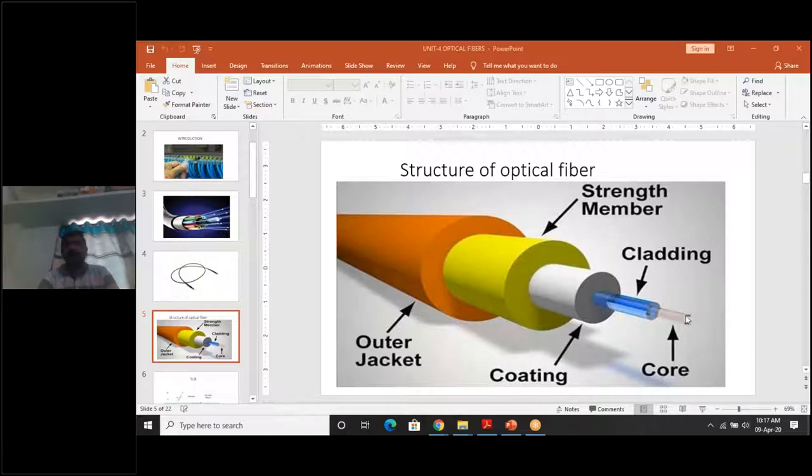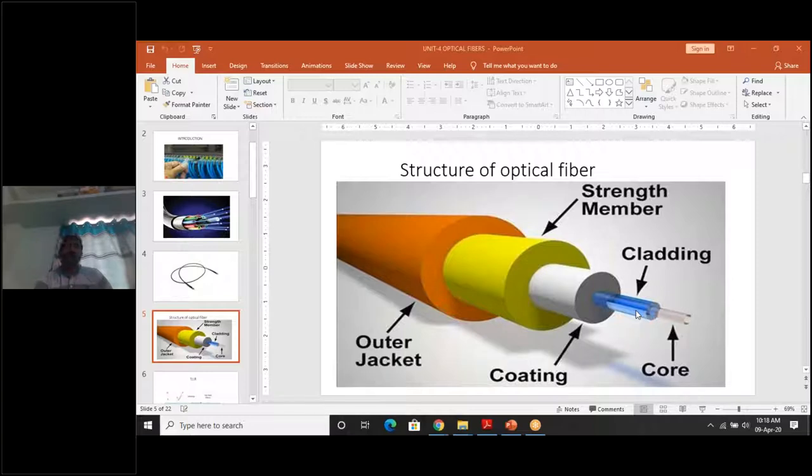Of course, the core is made of a dielectric or glass medium, and the cladding is also made of a glass medium. Of course, the refractive indices of the core and the cladding differ from each other. The core is a denser medium and the cladding is the rarer medium. You know from intermediate what a rarer medium and a denser medium are. Denser medium means whose refractive index is very, very high, and the cladding refractive index is low.